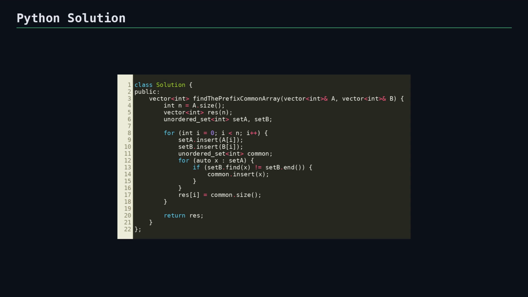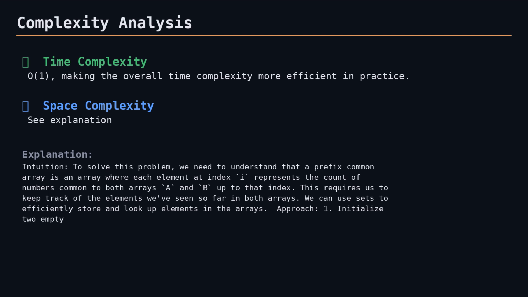We start by defining a class Solution with a function findThePrefixCommonArray that takes two vectors A and B as input. We initialize n as the size of the input vectors and create two empty sets, setA and setB, to store the elements we've seen so far. We also create an empty result vector res of size n to store the prefix common array.